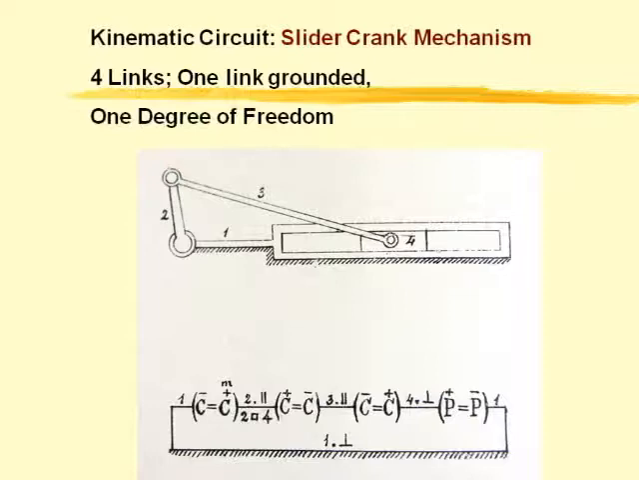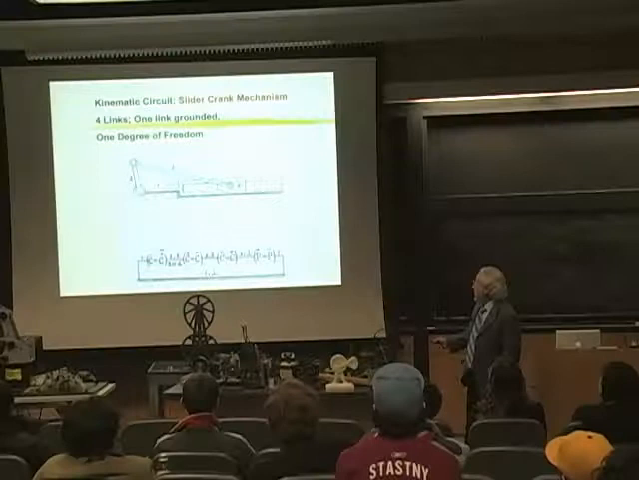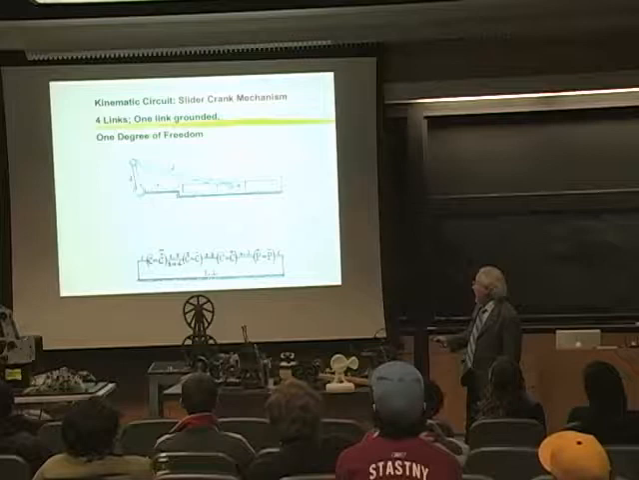What Reuleaux did is he thought of this as a circuit, and the C minus is the cylinder, hollow cylinder. The C plus would be the piston, and so each of these joints here could be thought of as two pairs, allowing it to rotate here and slide here.